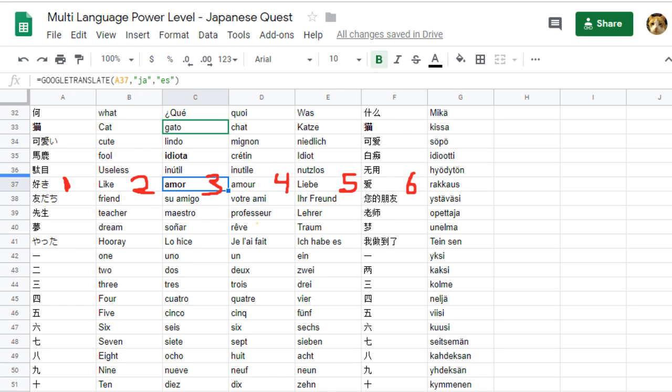All right, so let's try another concept we need. Let's see. Ooh, let's go with dream. This is a good idea. It's a very big idea in Japanese culture.